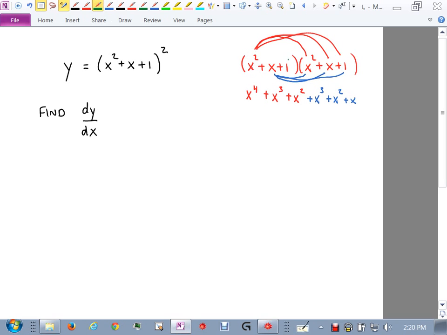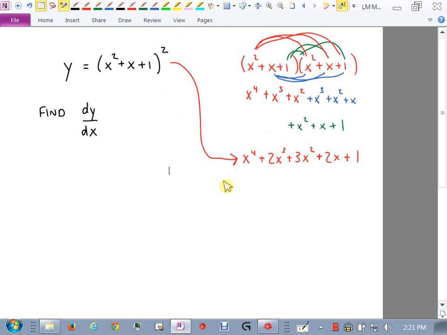Then I have to do one more multiplication. The 1 times everything, so plus x squared plus x plus 1. I'm trusting that you could expand that on your own. Now collect all your like terms together. What do you get if you collect all those like terms together? X to the 4th plus 2x cubed plus 3x squared plus 2x plus 1. Sounds good to me. So that's what that is, right? This expanded out is this.